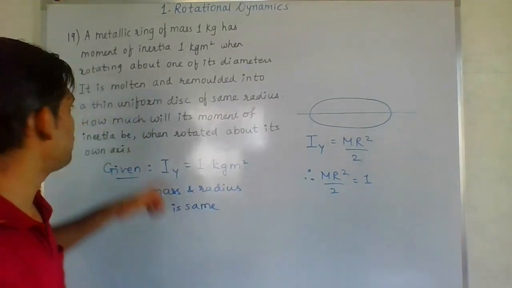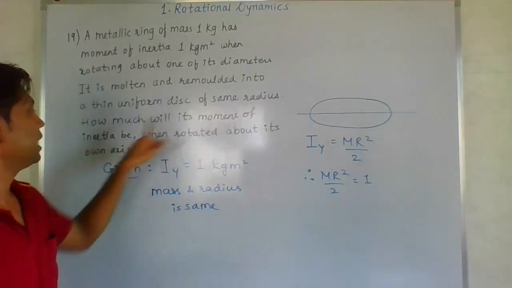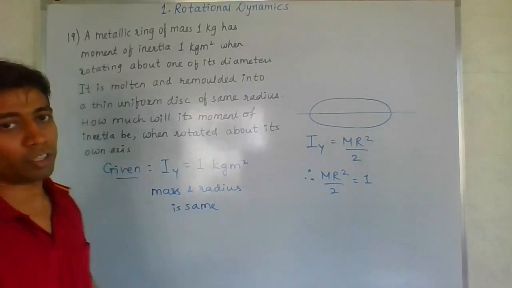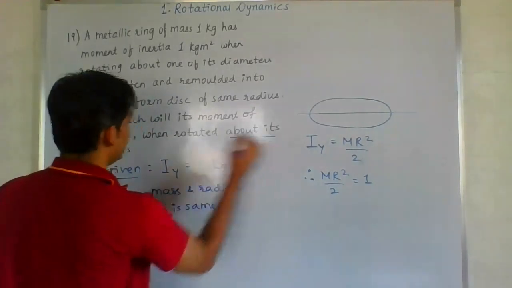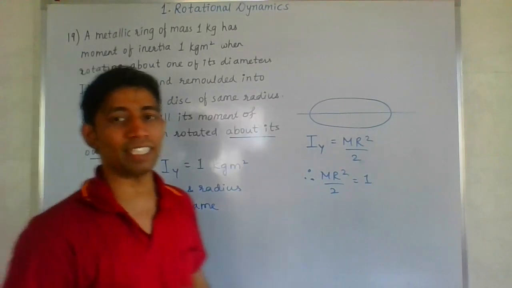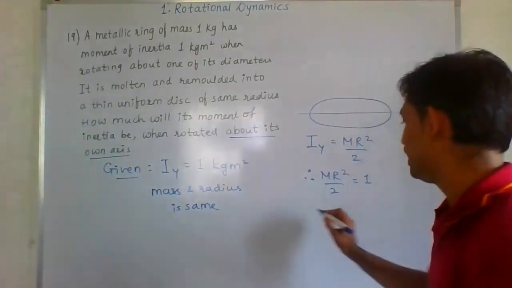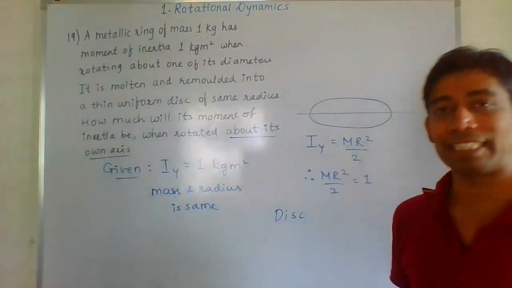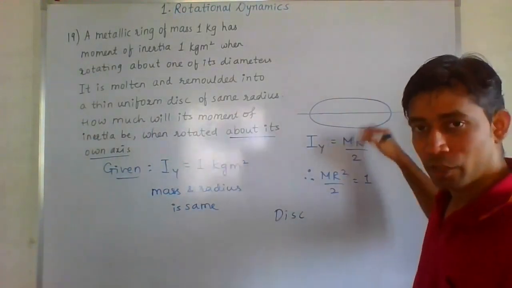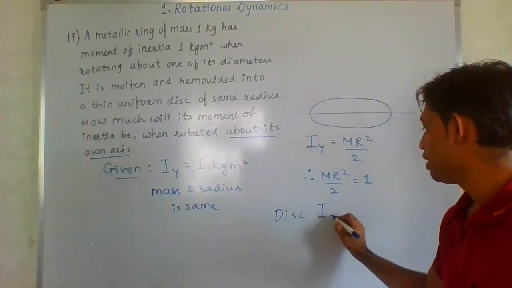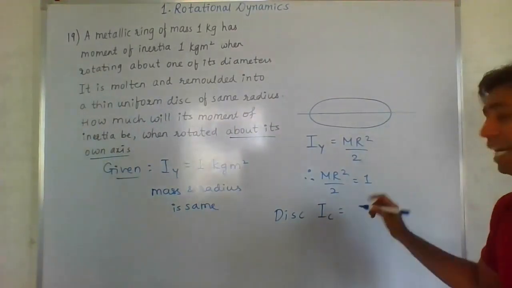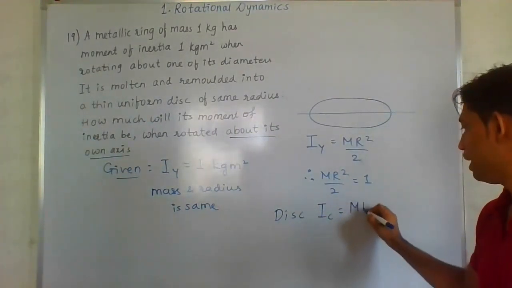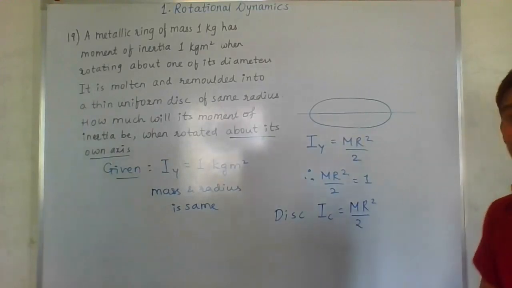So what have they asked next? What will the moment of inertia be now? How much will be the moment of inertia? And it should rotate about its own axis. Now, this is very important. In the case of a disc, about its own axis, meaning from the center. Okay, I hope you remember the formula. IC, we had derived this and the formula that came was mr square by 2.